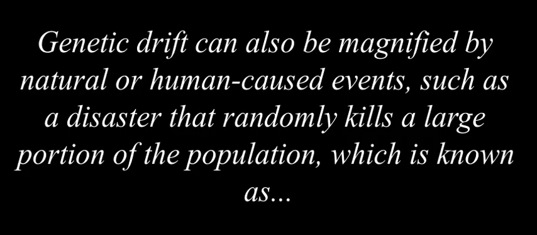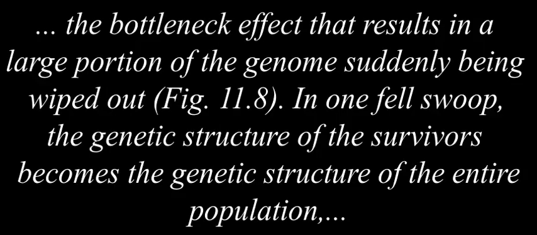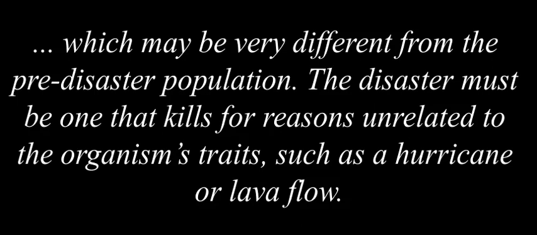Genetic drift can also be magnified by natural or human-caused events, such as a disaster that randomly kills a large portion of the population, which is known as the bottleneck effect that results in a large portion of the genome suddenly being wiped out. In one fell swoop, the genetic structure of the survivors becomes the genetic structure of the entire population, which may be very different from the pre-disaster population.